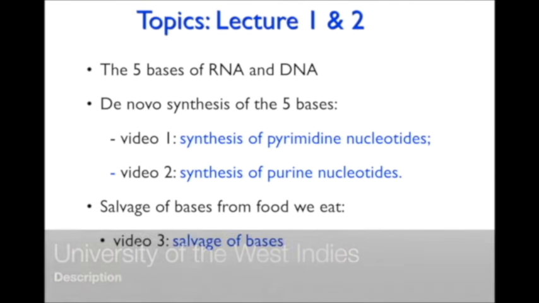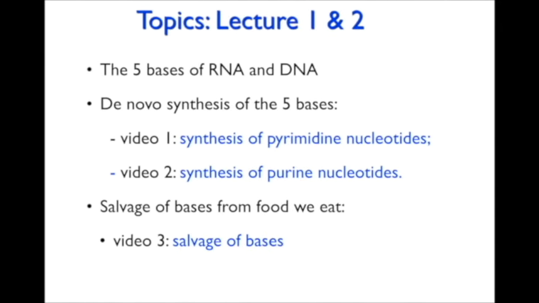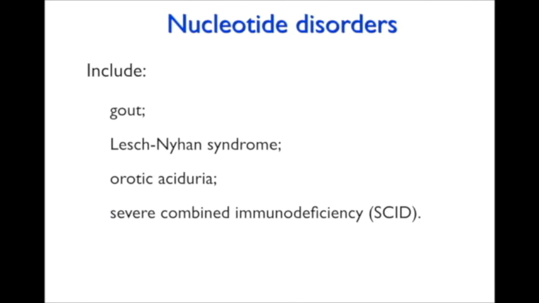In lectures 1 and 2, I covered the 5 bases, and we looked at RNA and DNA, and we looked at de novo synthesis of the 5 bases, and we looked at the salvage of the bases to produce nucleotides. So video 1, which is this video, will cover the synthesis of pyrimidine nucleotides. These are the disorders. In this particular presentation, I'll be covering Orotic Aciduria, but there are 3 others, as you can see.